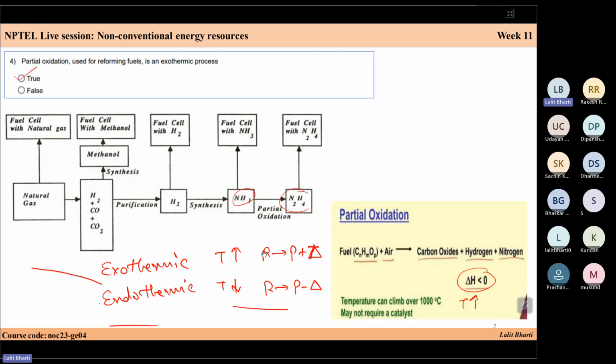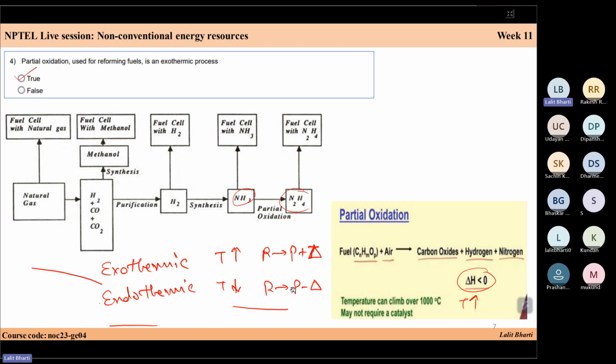So let's say you are at room temperature at 27 degrees Celsius. You are getting some product and your temperature increases. So let's say you're getting 100 degrees of temperature. And in endothermic, if you have room temperature, you will see your temperature decreased. In that case, it is absorbing the heat, so minus delta is written there.